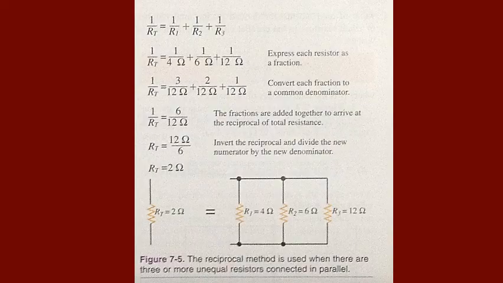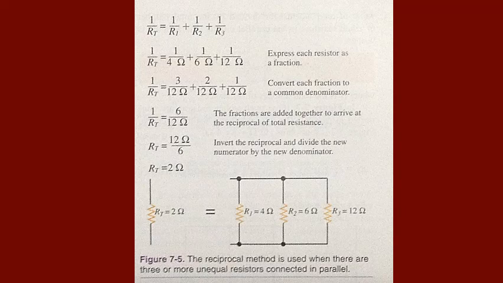Figure 7-5 has a 4 ohm, a 6 ohm, and a 12 ohm resistor connected in parallel. Since the values are expressed as fractions, a common denominator must be found. Then the values can be added together. In this problem, the common denominator is 12. For this problem, the total is equal to 6 over 12. The 6 over 12 is the reciprocal of the total resistance. The fraction is inverted, and 12 is then divided by 6 to find the total resistance.